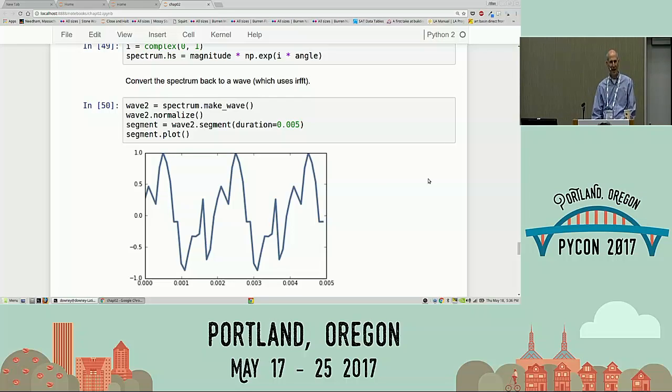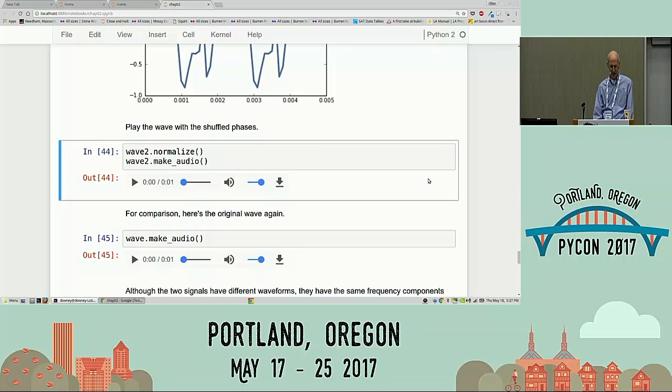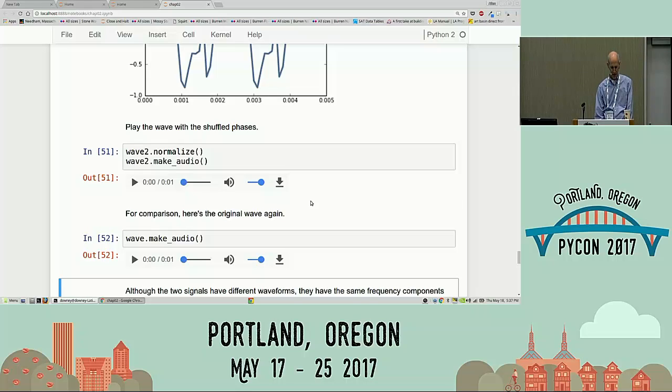If you compute the spectrum of this, it will have the same amplitude for each frequency component, but it will have totally different phases from the original sawtooth. And if you listen to it, the original sounds like this, and the totally scrambled phases sound like this.